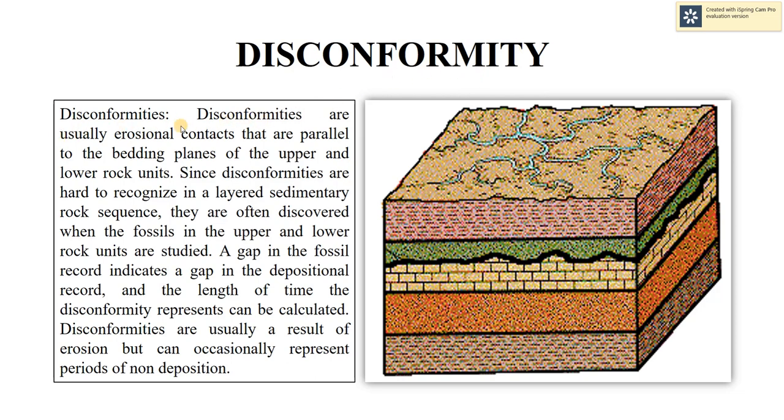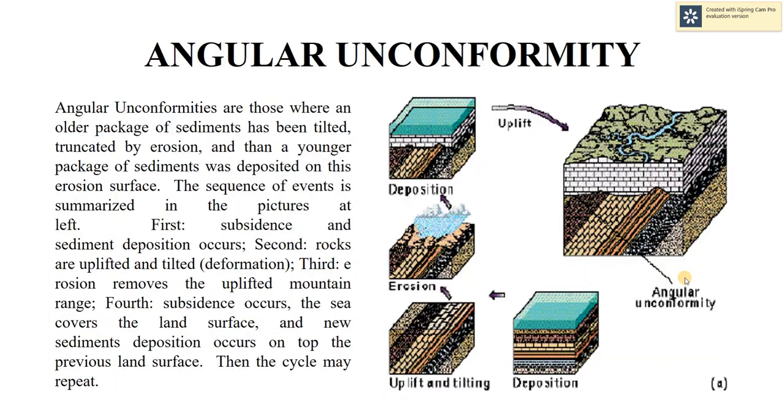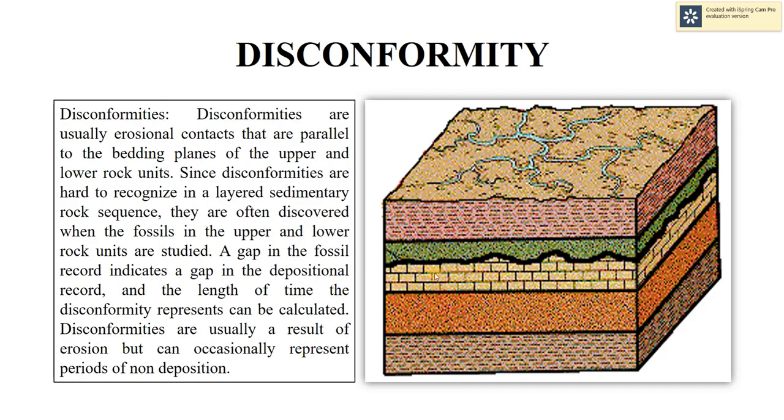Next type of unconformity is a disconformity. Now disconformities are usually erosional contacts that are parallel to the bedding upon the lower unit. Now you can see over here that this was the rock that was there. The sediments were there, and this eroded first, and after erosion, again the deposition started happening. So you can always indicate the length of time that was there.